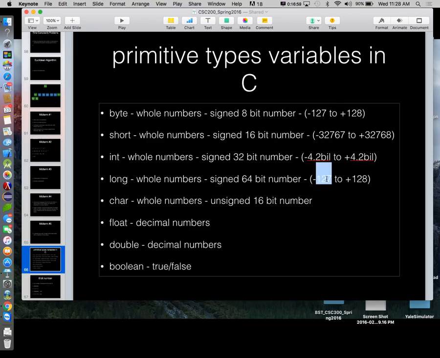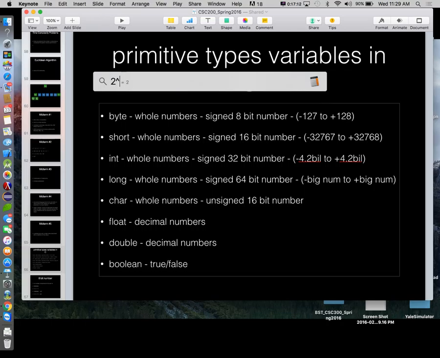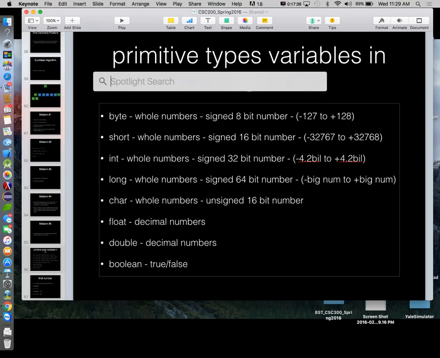A 64-bit number is negative big num to positive big num. I think it's something like 4 quintillion. So this is 2 to the 63rd power. So 9.2 quintillion. That must be a big number. Okay, big number, but not an infinite number, because in Java we do have an object called BigInteger that allows us to have numbers that are larger than would fit in a long. And as you get bigger and bigger numbers, the performance goes down, but you can represent huge numbers. All right.